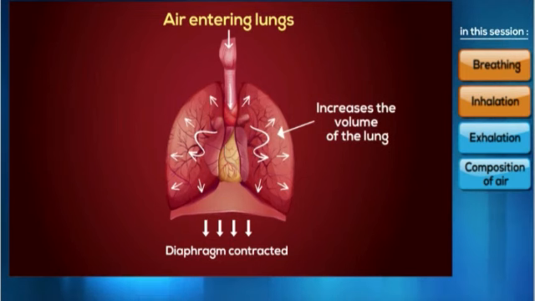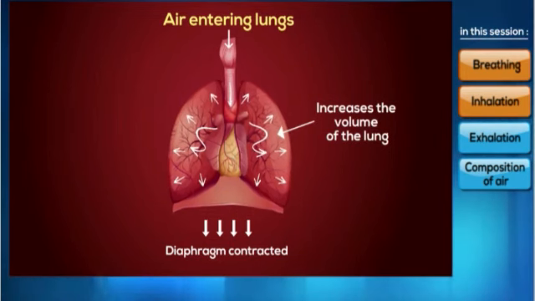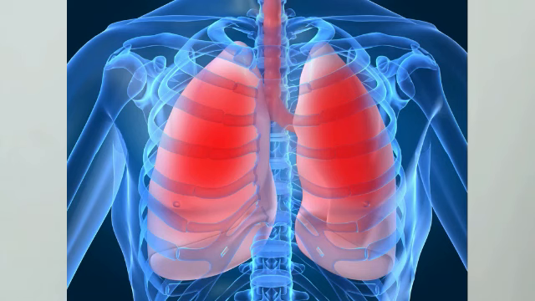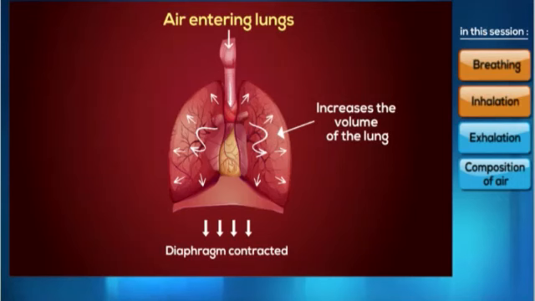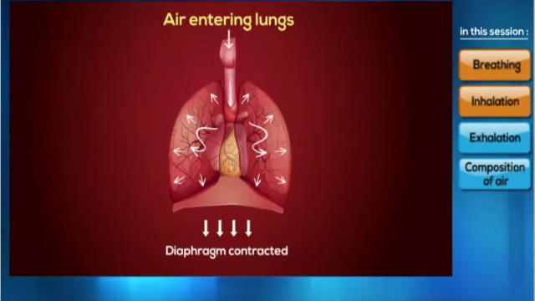At the same time our ribs, that means our chest. There are many bones, 12 bones, that we call the ribs. So our ribs also move outward. This movement helps our chest cavity to increase to the maximum level. So more air will enter into our lungs.